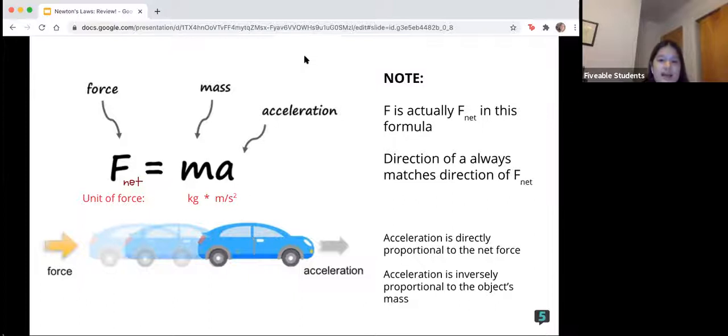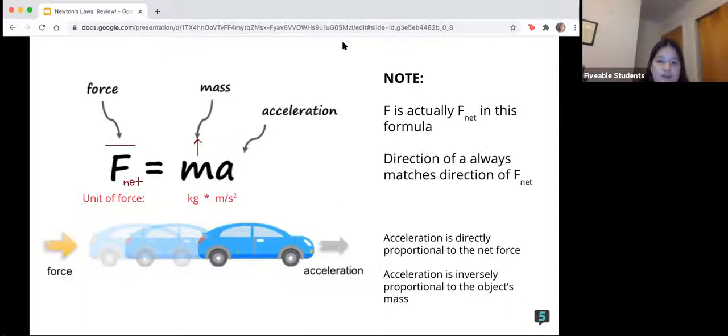So for example, let's say, oops, sorry, let me get my marker. If we're given a problem where net force stays the same, like it's locked in, and we know the mass goes up, then to keep the force the same, acceleration has to go down.